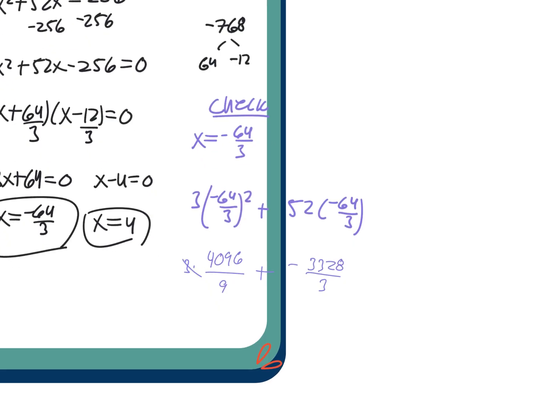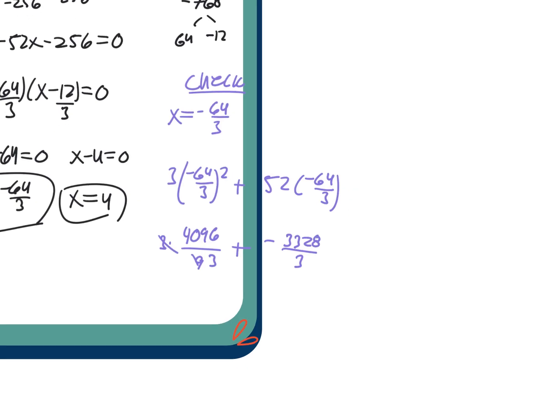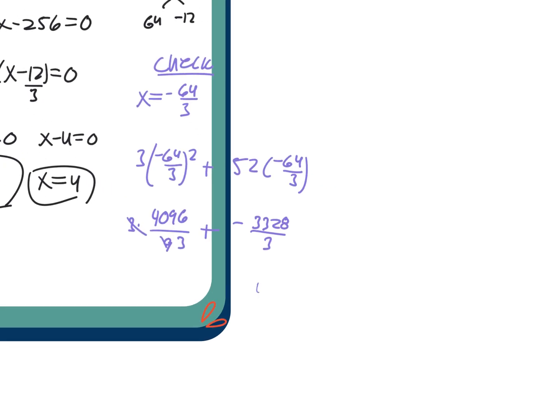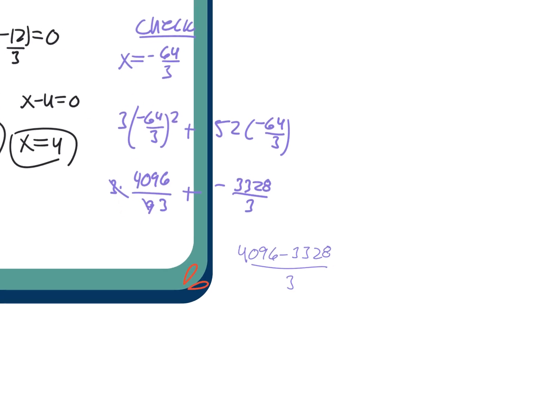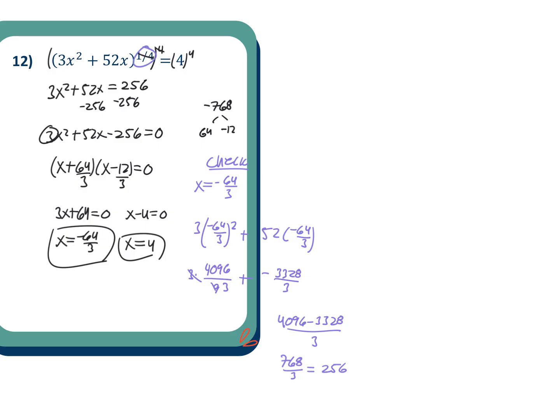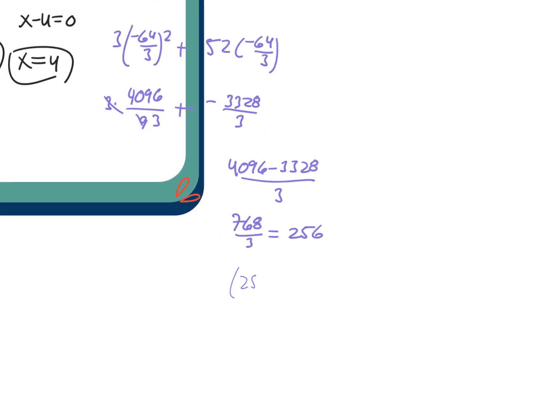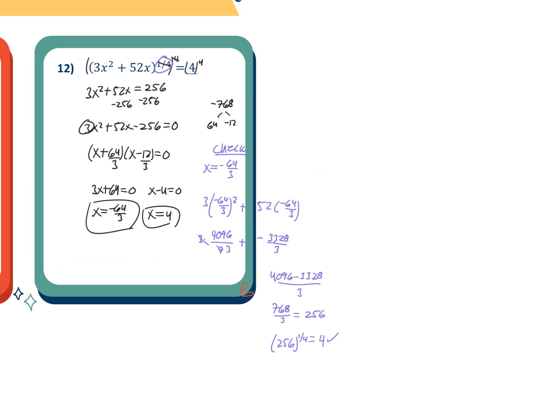All right, and then over here, the 3 and the 9 are going to simplify, so it's going to get you a 3. And then we can just simplify this as needed. It's going to be 4,096 minus 3,328 over 3. And then subtracting this is going to get you 768 over 3. Now, when you simplify this, we should get 256. Keep in mind, all of this was under the exponent of 1/4. And the fourth root of 256 is 4, which is what we wanted this equal to. So this does work.